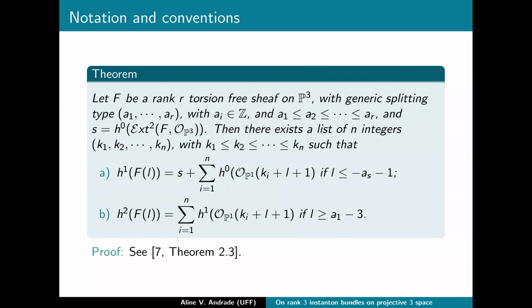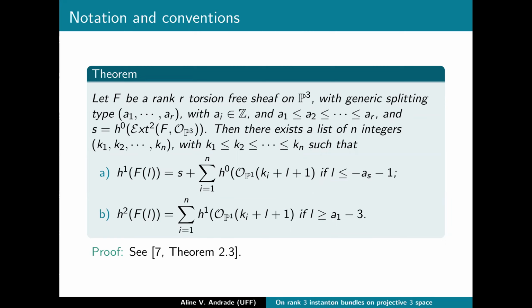So to define the spectrum, we have this theorem. Let F be a rank R torsion-free sheaf on P3 with generic splitting type A1 through AR, and these integers respect this order, and let S be the dimension of this cohomology group. Then there exists a list of n integers Q1, Q2 to Qn, and K1, K2 to Kn, which also respect this order, which satisfy the following. They can be used to compute the dimension of these twists of the bundle F.